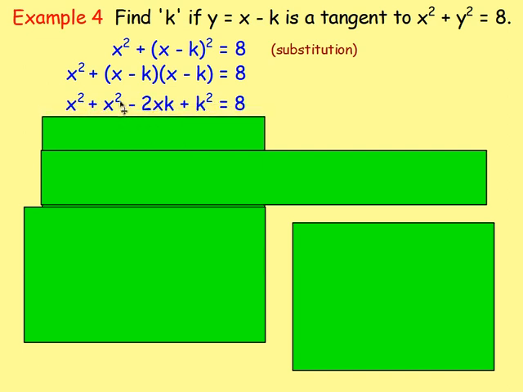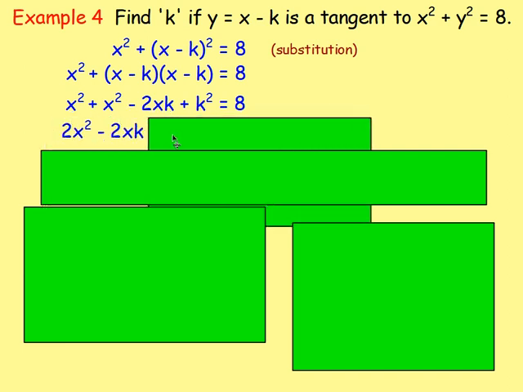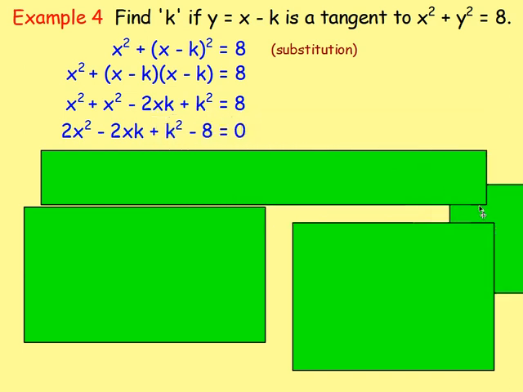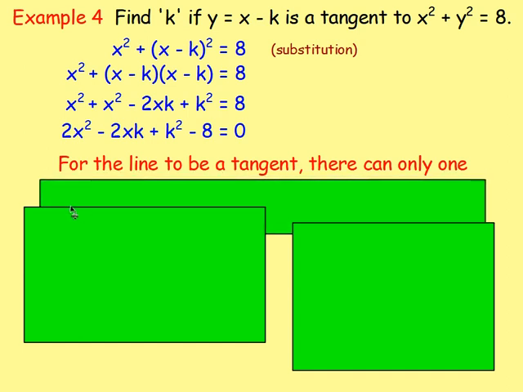Multiplying out the brackets gives us x squared plus x minus k times x minus k equals 8. Multiply out the brackets, you would get x squared minus xk minus xk is minus 2xk, and then plus k squared. From there, x squared plus x squared is 2x squared. You'd have minus 2xk plus k squared minus 8, and that would equal 0. Again, for the line to be a tangent, there's only one point of contact. It's telling you here it's a tangent. Find k for which it is a tangent.